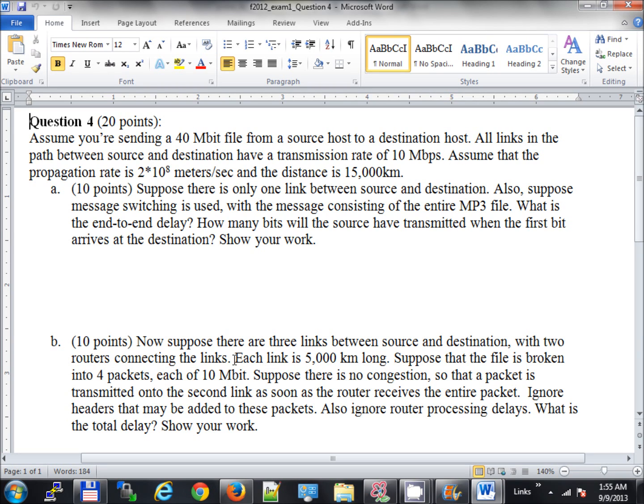Now let's take a look at part B of question 4. It says, now suppose there are 3 links between the source and destination with 2 routers connecting the links. Each link is 5,000 kilometers long. Suppose that the file is broken into 4 packets, each of 10 megabit. Suppose there is no congestion, so that the packet is transmitted onto the second link as soon as the router receives the entire packet. Ignore headers that may be added to these packets. Also ignore router processing delay. What is the total delay?